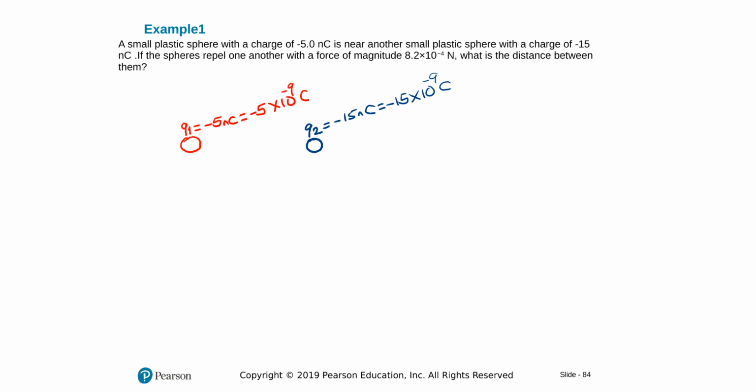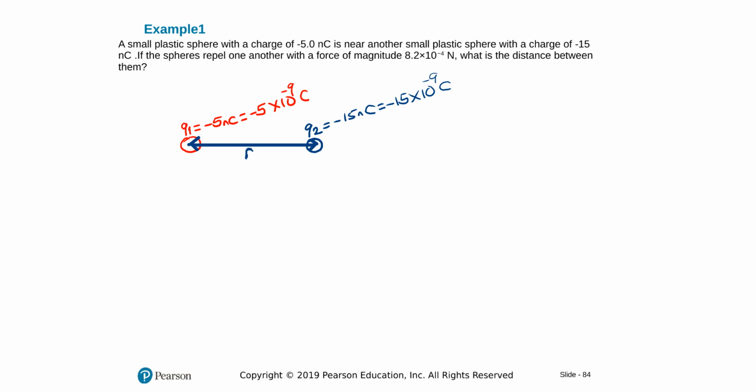They have the same type of charge, so of course they will repel each other. As we look at the distance, we look at the distance between the centers of the spheres. Assume all the charge is located at the center, and distance R will be the distance in between them. Following the question, the spheres repel one another with a force of magnitude 8.2 times 10 to -4 Newton. So the force is given to us, and I'm going to draw those forces.